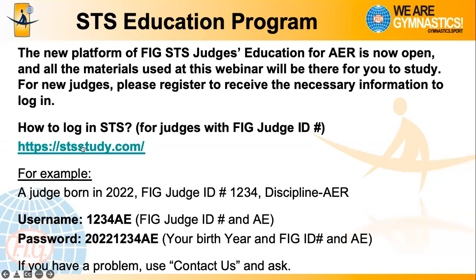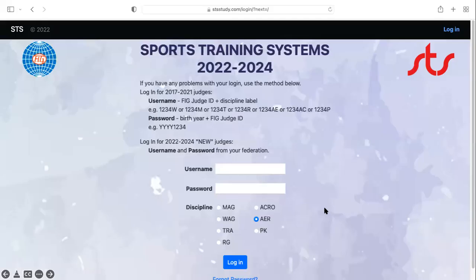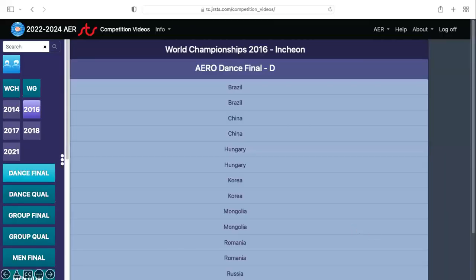When you log in, so this is for the judges with the previous cycle, you will see this kind of screen. And then you put your username as your FIG brevet number and AE for aerobic, and put your password, your born year, FIG number, and AE, and click aerobic. Then you log in. When you log in, you have this site with all the routines.